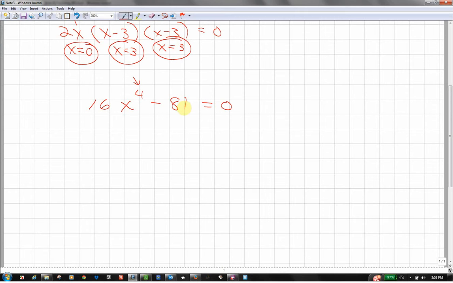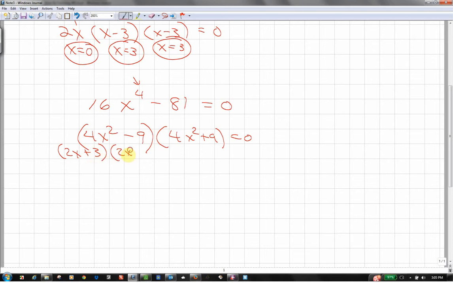If I factor that and break that up into a difference of squares, I'm going to have 4x squared minus 9 and 4x squared plus 9 equal to 0. The 4x squared plus 9 cannot be factored any further, but the 4x squared minus 9 can. That's going to be 2x plus 3, because that's a difference of squares, 2x minus 3. Then I have 4x squared plus 9 equal to 0.